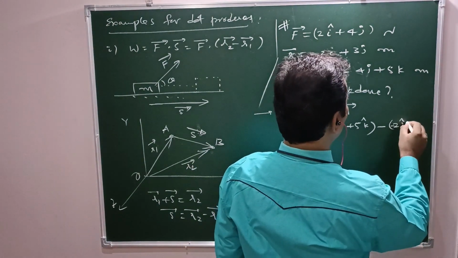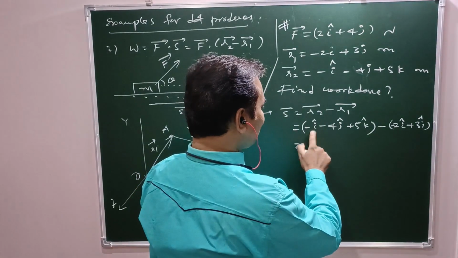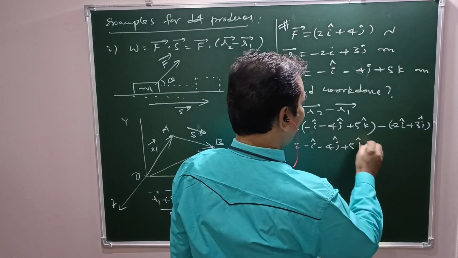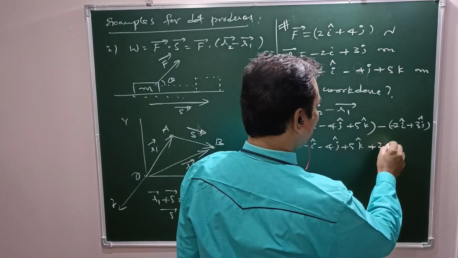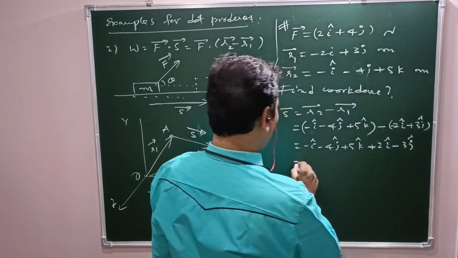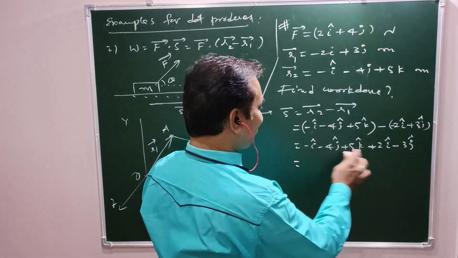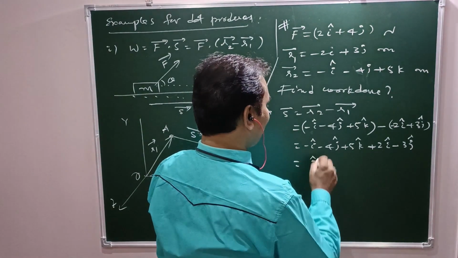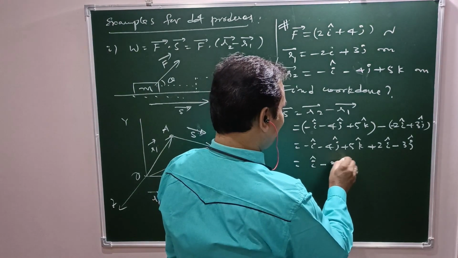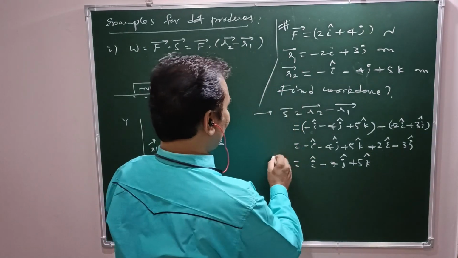Minus 2i plus 3j. Right, that is here minus i minus 4j plus 5k, minus a, minus plus 2i, minus a plus, that is minus 3j. Now on summation, minus i plus 2i, that is plus i, minus 4j minus 3j, that is minus 7j plus 5k. This is the displacement vector S bar, right?